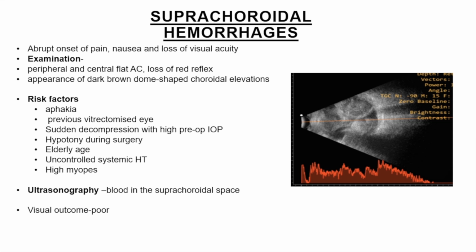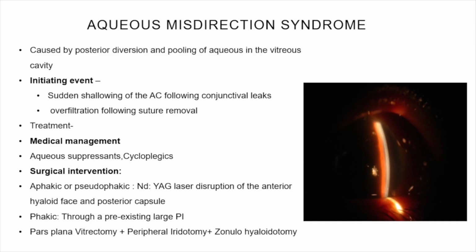You did not mention medical treatment for it, did you? You went straight away into laser and surgery. What is the initial medical treatment? Aqueous suppressant. Why do you use aqueous suppressants? We want debulking of the vitreous basically, so that the iris lens diaphragm moves back.